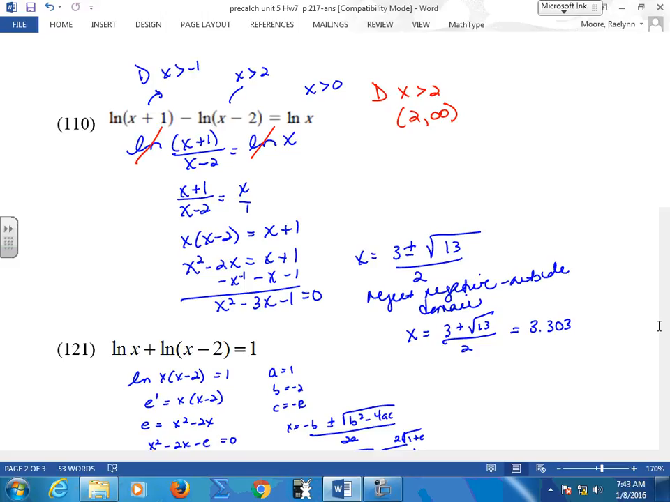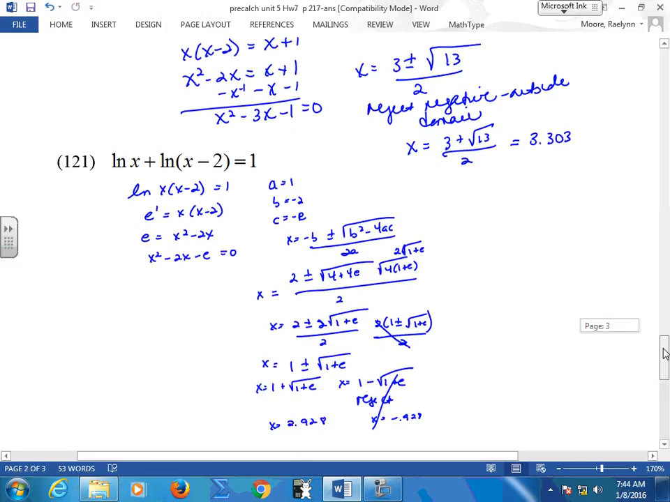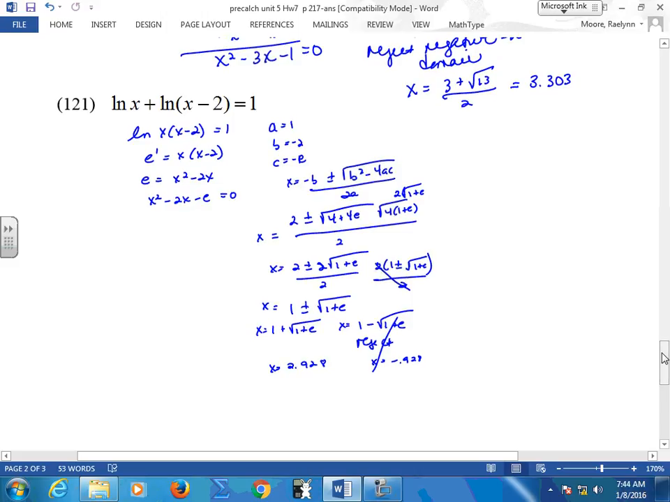And this one, number 121, that's probably a little confusing as well. I got to e to the first equals x squared minus 2x. That's as far as I got. So you got e to the first, you got this far. Yeah. And then I was severely confused.